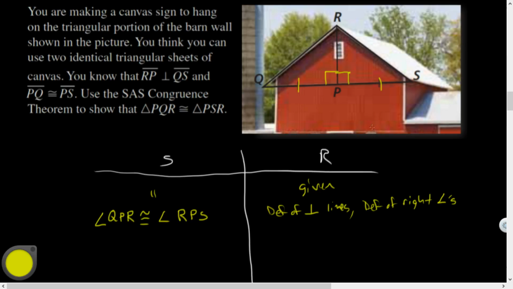Now what could I say? Oh, classic. RP is congruent to itself. I think Jordan agrees. Let's see. And that is true by the reflexive property.